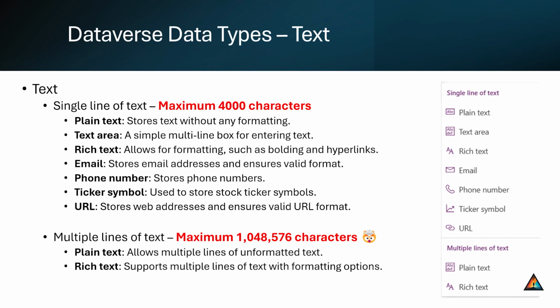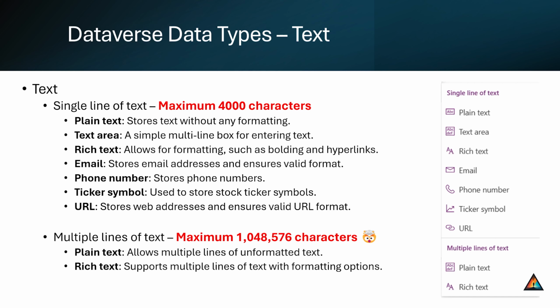Okay, now let's have a look at the multiple lines of text. As mentioned here, the number of characters is a lot. It's 1,048,576, which blew my mind when I was doing the research for this presentation. Similar to the text box option, there is both the plain text box, which allows multiple lines of unformatted text, and then there's the rich text, which again supports additional formatting options. As you can see, there are just so many characters that you can include. So when you're going for qualitative data with lots of information, you probably want to consider using multiple lines of text.